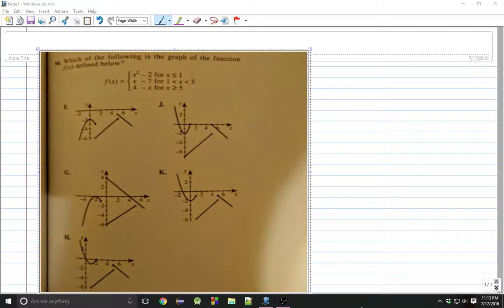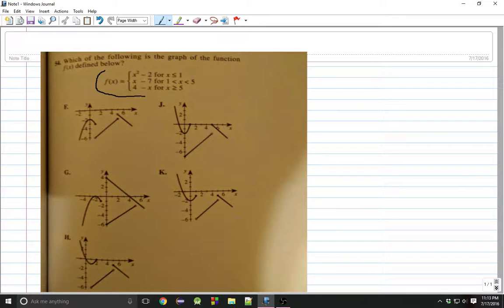Hey guys, so this is another ACT math problem that's kind of tricky. If you don't know what a piecewise function is, this is a piecewise function right here. It asks, which of the following is the graph of the function f of x defined below? This can be challenging if you don't know what a piecewise function is. A piecewise function gives an equation, but it also gives a domain.